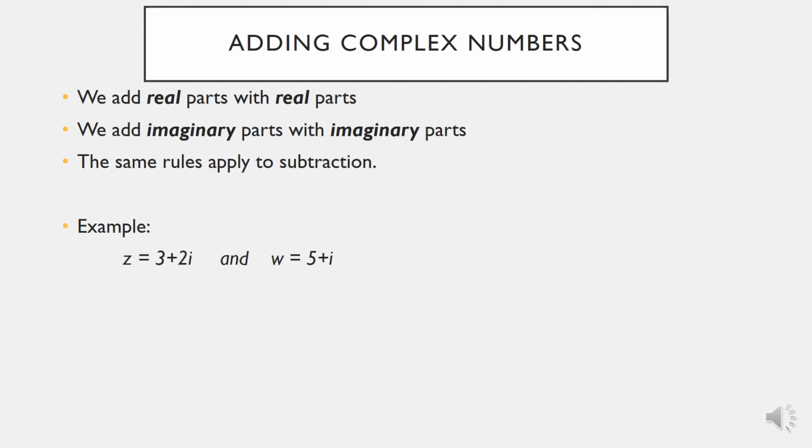Example, and this is how it is often presented. You're given the names of the complex numbers. Z equals 3 plus 2i and W equals 5 plus i, and to add them we're asked to do Z plus W. The first thing you do is you write them down side by side.